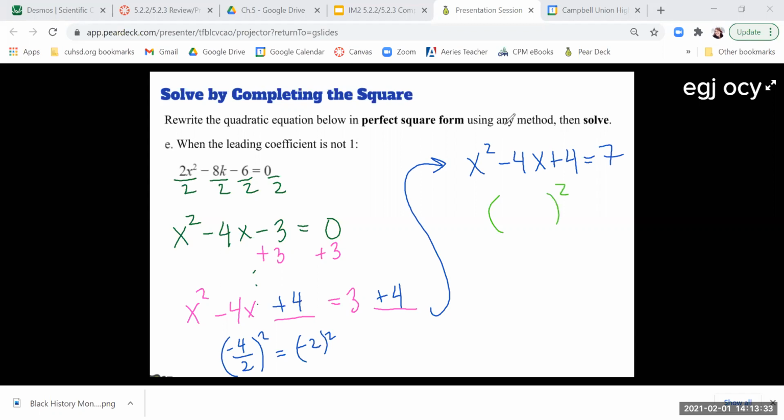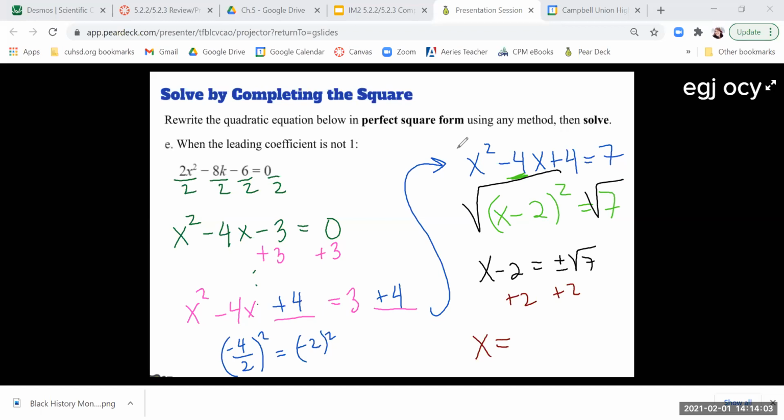And I know this is a perfect square because I followed the perfect square pattern. So now remember we have our x here, so that's our first part. And then I just need half of the middle term, so minus 2 instead of negative 4. And now I'm going to take the square root of both sides. And finally, add 2 to get x by itself.